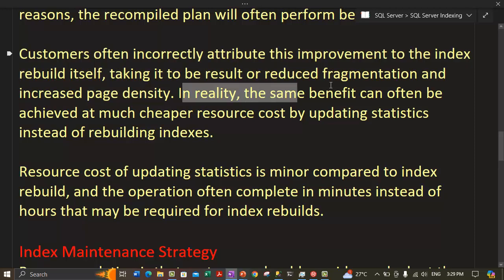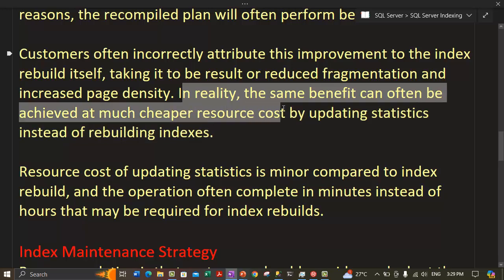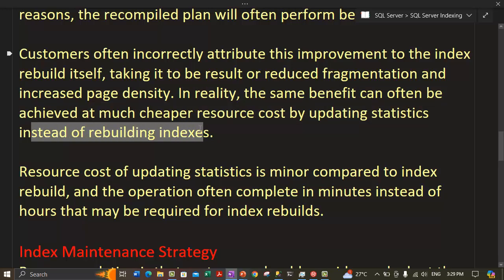So in reality, the same benefit can often be achieved at a much cheaper resource cost by just updating the statistics instead of rebuilding the indexes. So sometimes instead of rebuilding indexes, we can consider updating the statistics on the columns, because that is also done by rebuilding the indexes. But we can separately perform this operation as well, which is less resource intensive.